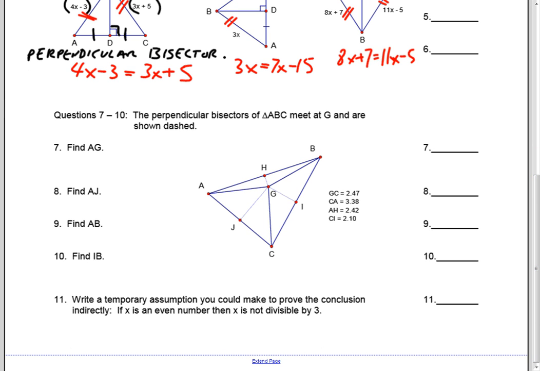Here's where you got to do a little more thinking. Perpendicular bisectors. They are shown as dashed. So this is a perpendicular bisector. This is a perpendicular bisector. This is a perpendicular bisector. Did we do a matching worksheet the other day with some vocabulary? What did we call the point of concurrency, which in this case is point G?